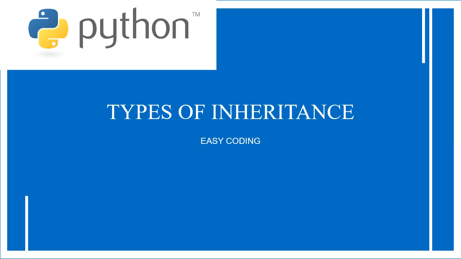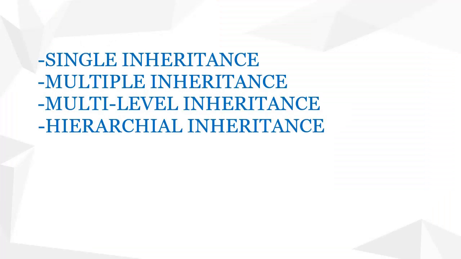So today, continuing our Python tutorial, let us discuss different types of inheritance. We have four different types of inheritance in Python: single inheritance, multiple inheritance, multi-level inheritance, and hierarchical inheritance. Let us discuss each one in a clear way.